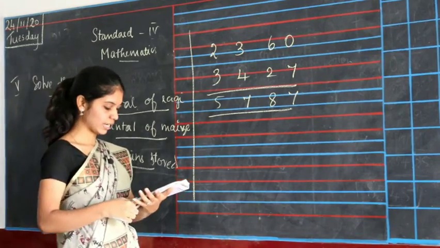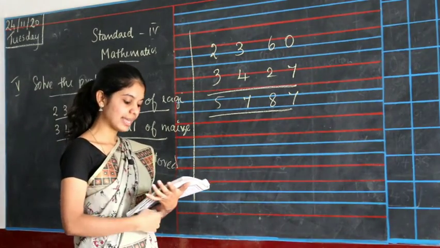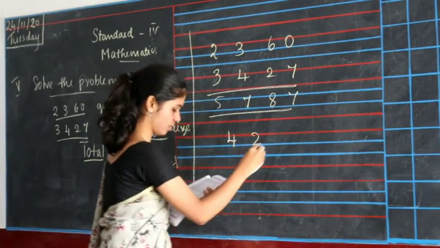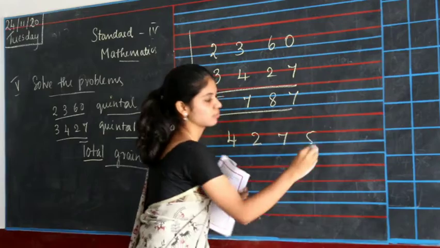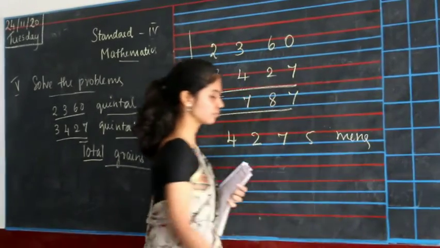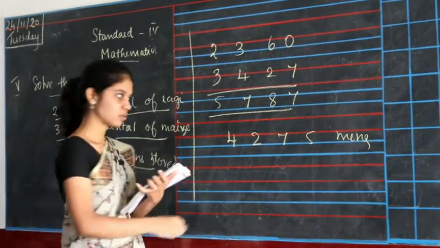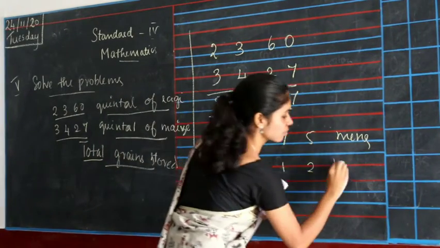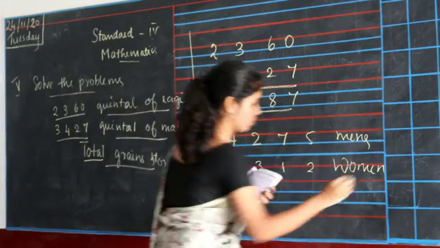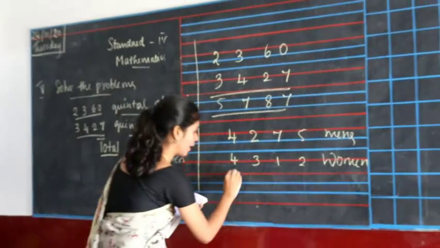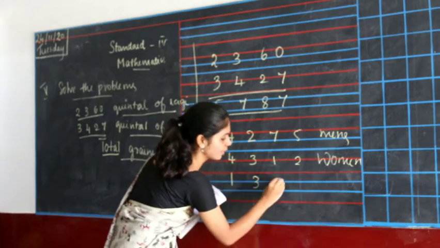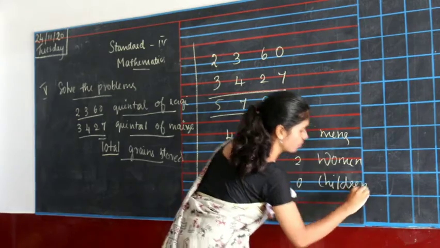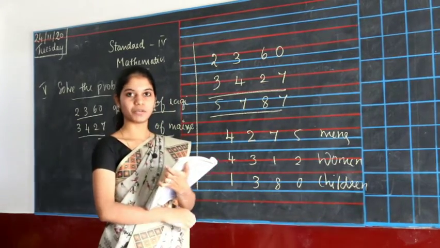So moving on to the second question. In a panchayat area, there are 4,275 men and 4,312 women and 1,380 children. What is the total population of the area?